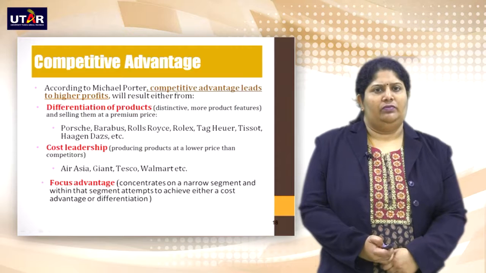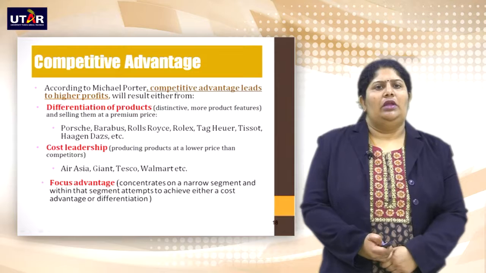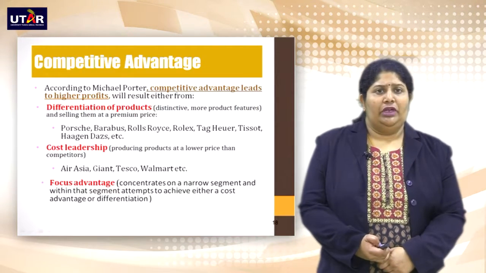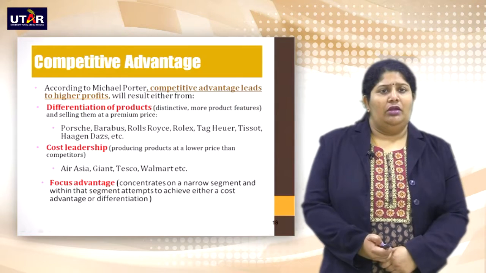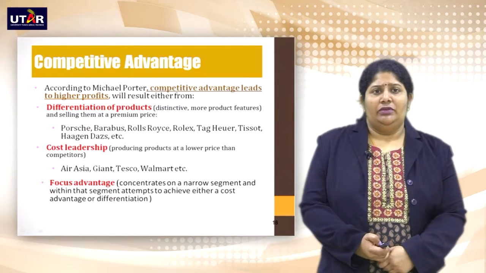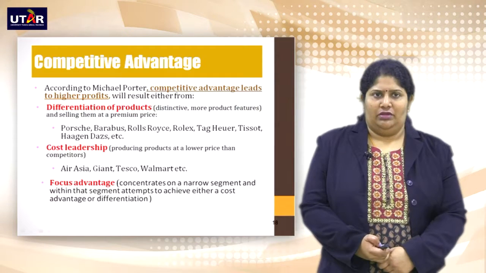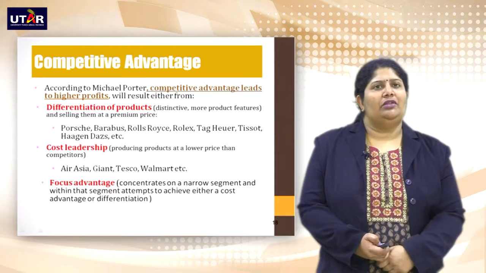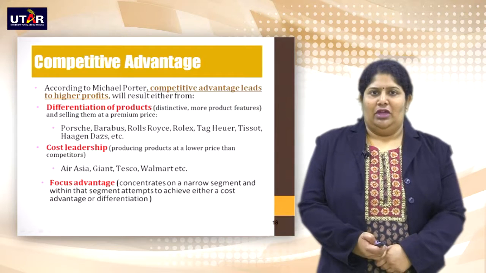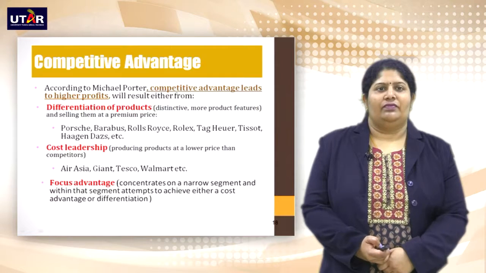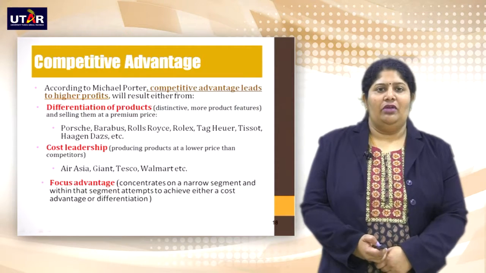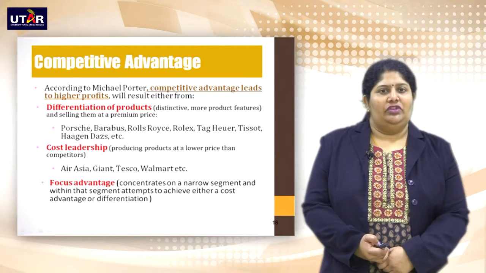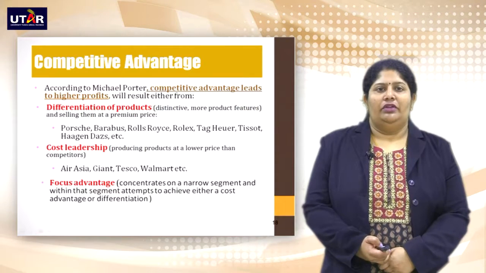Differentiation of products. These are examples of distinctive, more unique product features and selling them at a premium price. For example, Porsche, Rolls-Royce, Rolex, Tissot, Haagen-Dazs, and etc. Cost leadership. It is producing products at a lower price than competitors. For example, AirAsia, Giant, Tesco, Walmart, and so on. Focus advantage. Here, the company concentrates on a narrow segment, and within that segment it attempts to achieve either a cost advantage or differentiation.